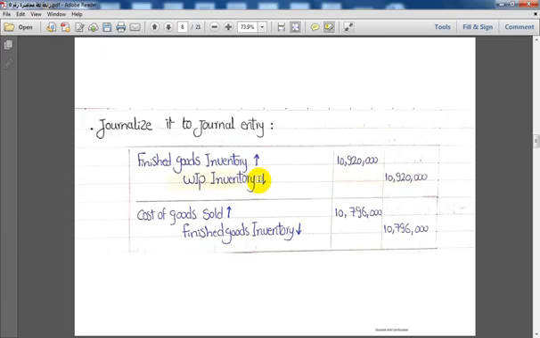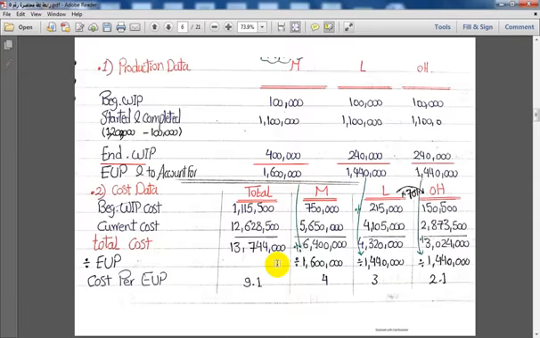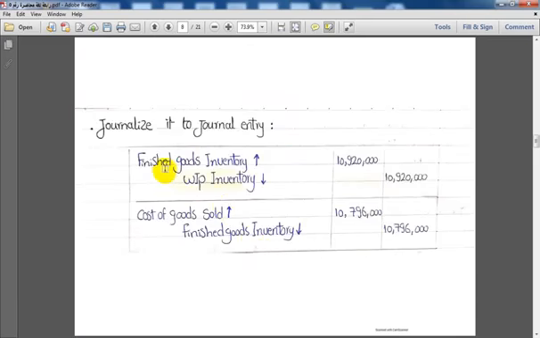If we have the selling price for the completed units, we must record the journal entry: accounts receivable debit and sales credit. But we have no amount of the selling price, so we just record the finished goods inventory debit and work in process inventory credit by the cost of goods sold.